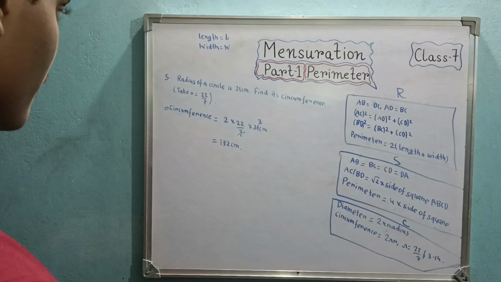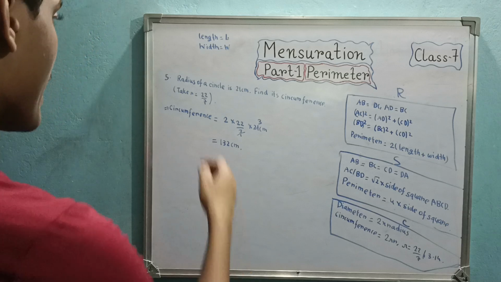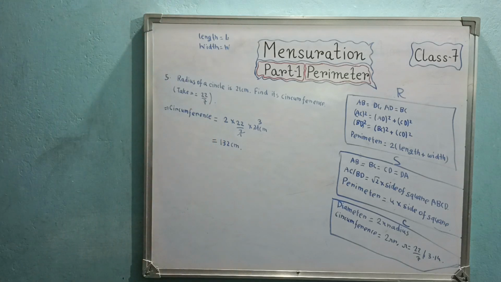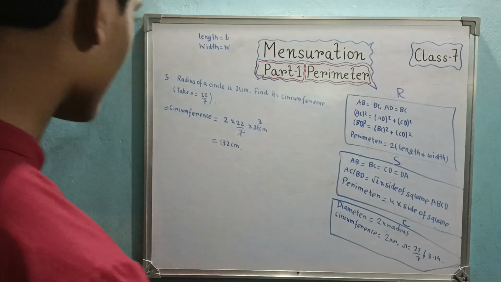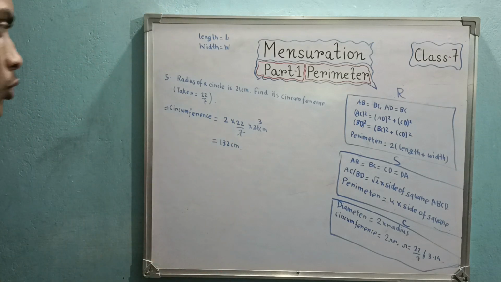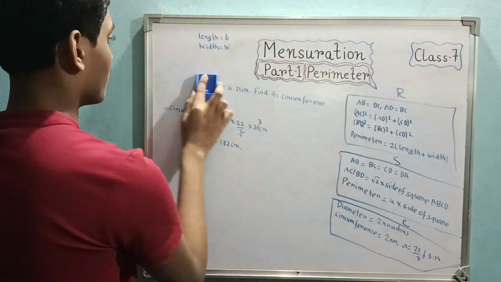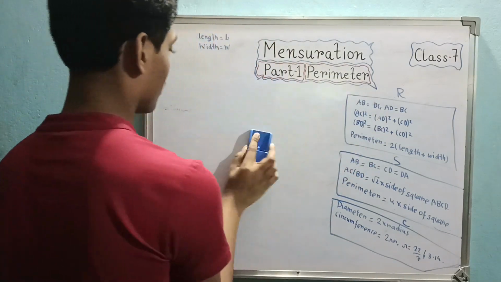Pretty easy. Radius is given. The value of pi is directly mentioned. Circumference is 2 pi r. 2 into 22 by 7 into r. Just simplify and get the answer of circumference as 132 centimeter. Very easy. Let's see the next question.